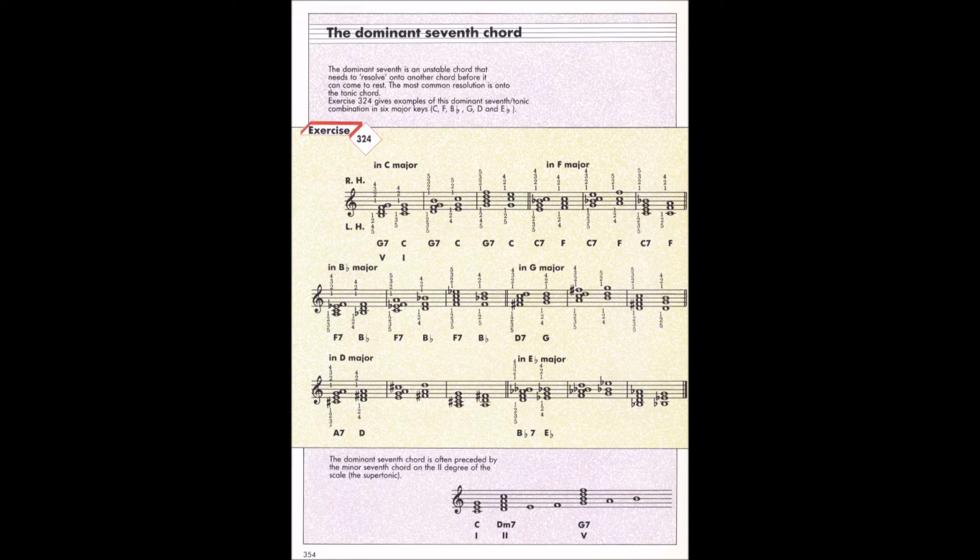This dominant seventh is a very unstable chord. It can't stand on its own. It's full of tension that needs to be resolved. And it resolves most naturally onto the tonic chord. Listen to the pairs of chords in exercise 324, and you'll hear how each time the dominant seventh relaxes onto the tonic, almost with a sigh of relief.